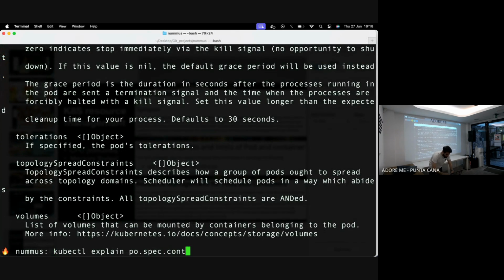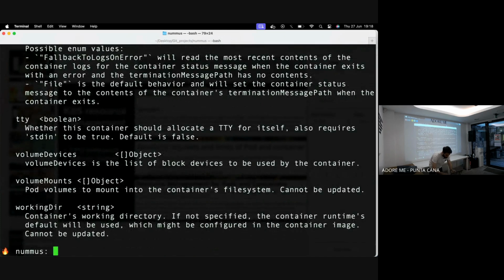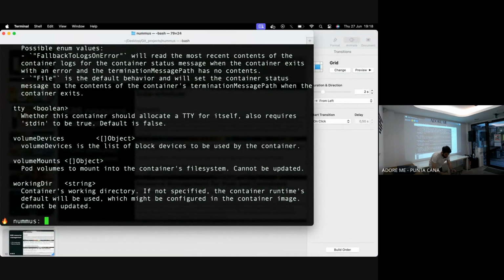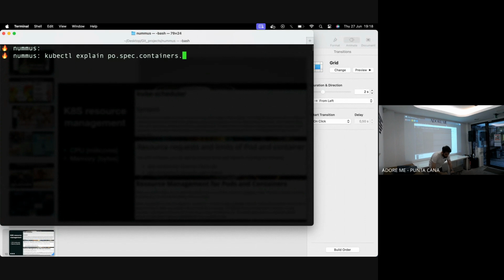I'm a big advocate of using the CLI for documentation. So I told you about limits and requests, but you don't have to believe me. You can do kubectl explain almost any resource. If we do explain pods, spec, because I'm pretty sure that's a spec, containers, and let me go directly to resources.